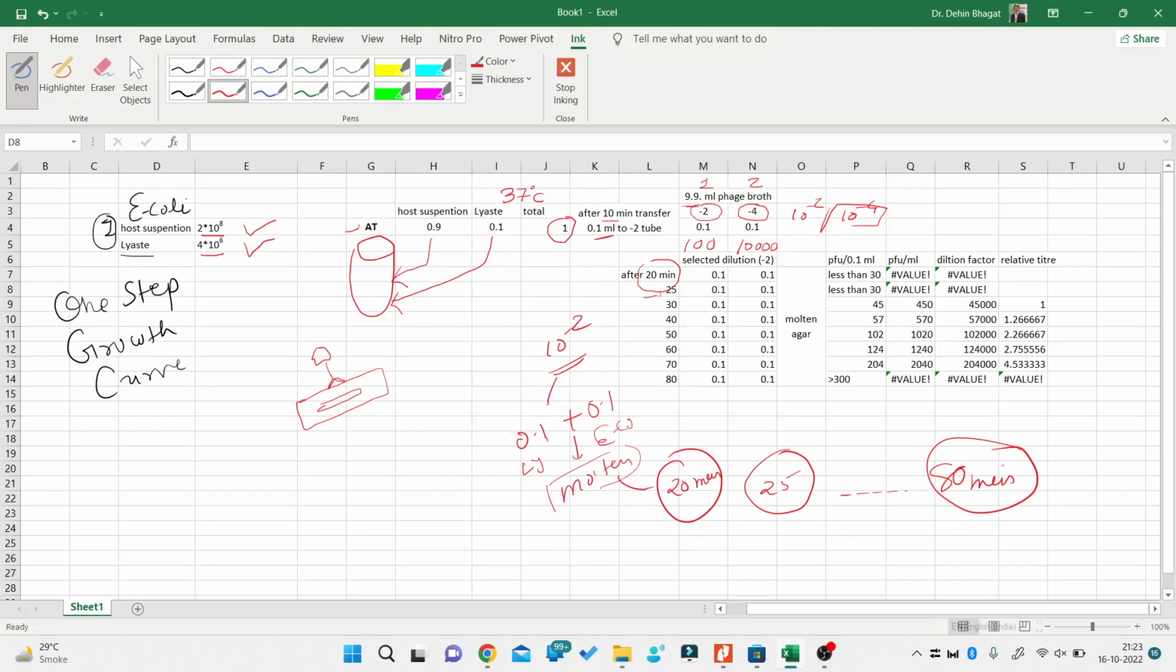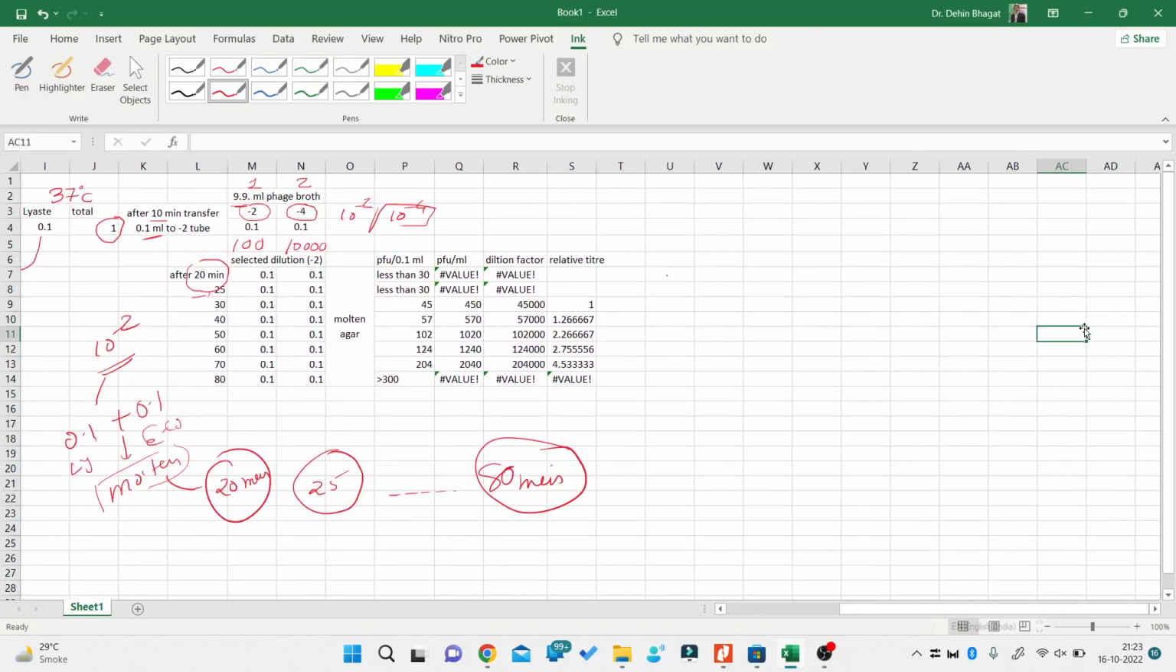You have to observe the plaque on the surface of that plate. Okay, now the calculation part. In the calculation part, one thing is very important. You have to focus here on a few things. First, you have to focus on the multiplicity ratio.